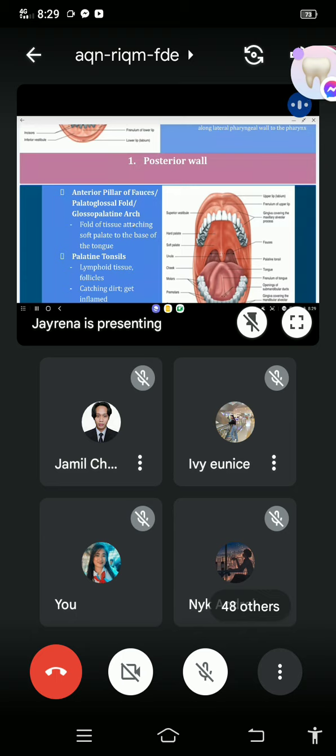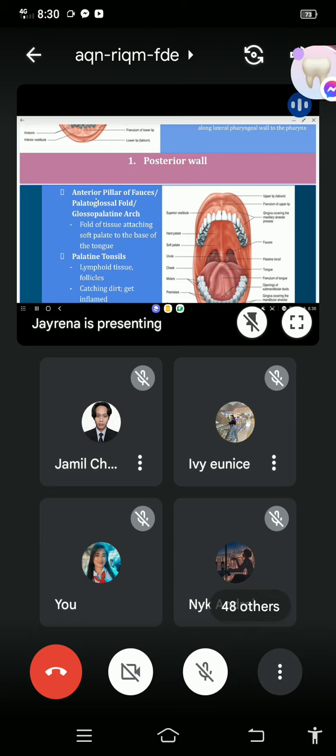So it's palatoglossus or glossopalatine arc. So pinag-combine si tongue and pinag-combine si palate. So yun naman yung maganda when you are studying medical books, dental books. It is usually a combination of the two structures that are combined together, tapos kung anong structure yon. Kaya pag sinabi mong glossopalatine arc or palatoglossal arc or palatoglossal fold, yung fold na to ay combination ng palate at ng tongue. Kasi glossus is for the tongue, palate is or palatal is for the palate.